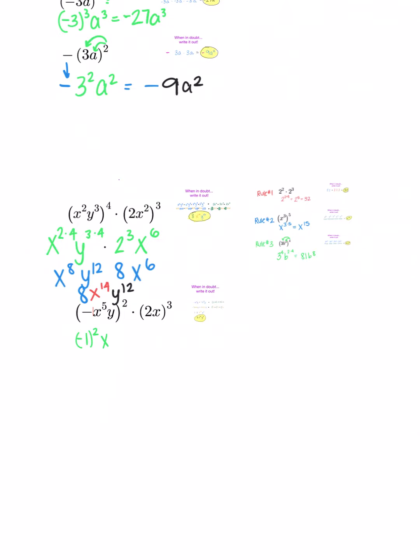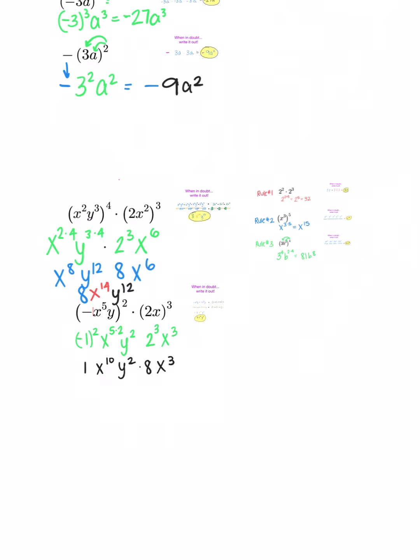This would be x to the 5 times 2 using rule number 2 and y squared. And for our second one, it would be 2 to the 3rd power, not 2 times 3, 2 to the 3rd power, and x cubed. Simplifying, we would have a +1, x to the 10th, y squared. 2 cubed is 8, x cubed.